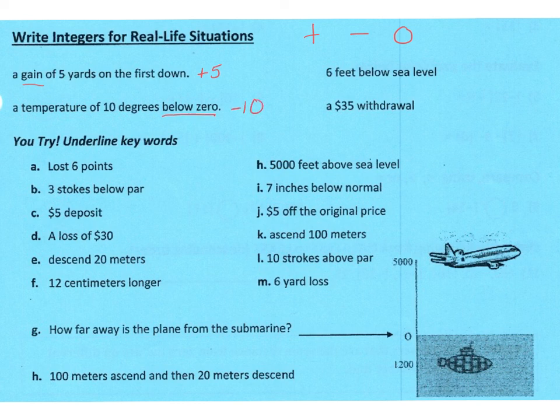And then 6 feet below sea level. Sea level is where our air touches our water. So it's the surface of the water around the world. And sea level is usually represented with 0 because that's kind of like our starting point. If I were to draw a little diagram, there's my water surface and it's 0. I can go above sea level and get into the positives, and I can go below sea level and get into the negatives. So if we're 6 feet below sea level, then we represent that with a -6, a negative integer. And then the last one here, a $35 withdrawal.